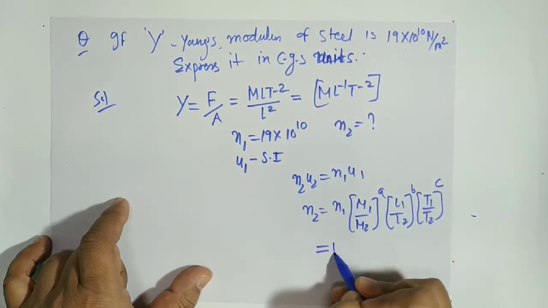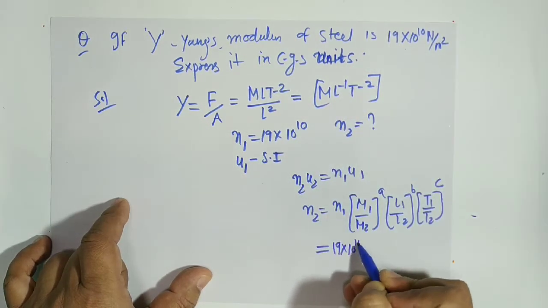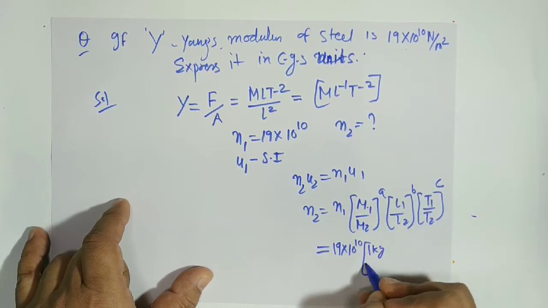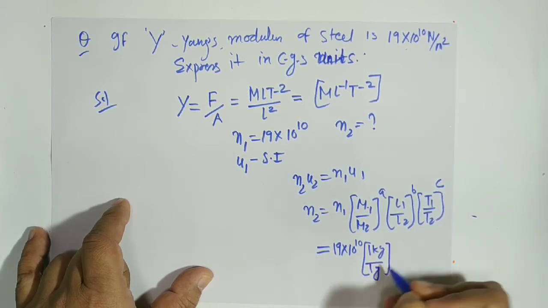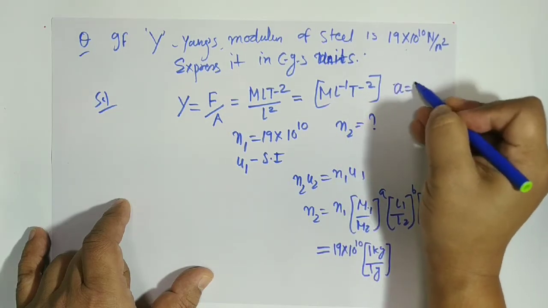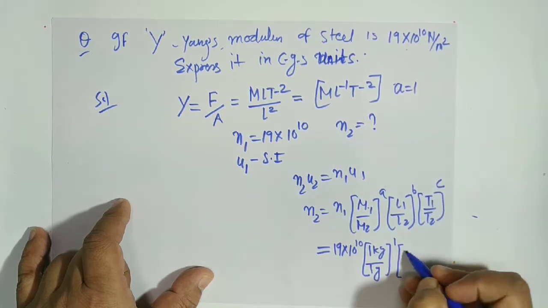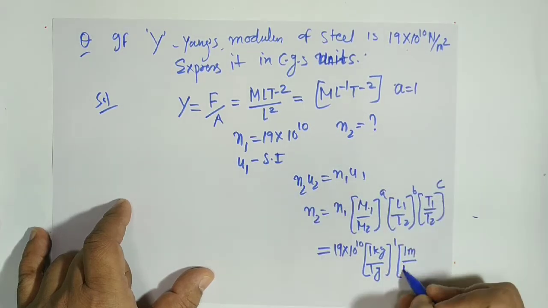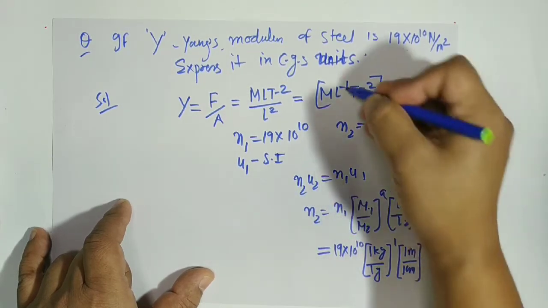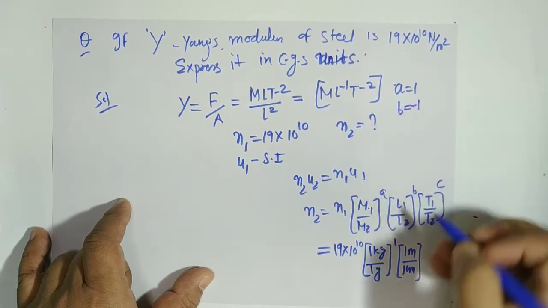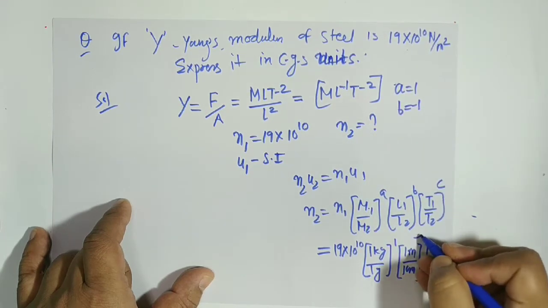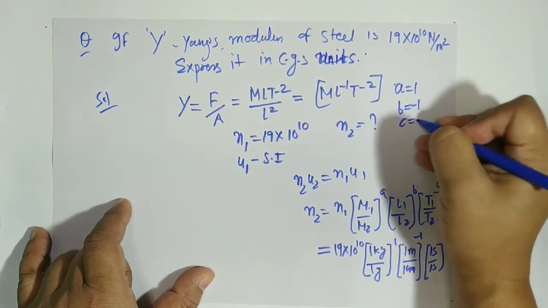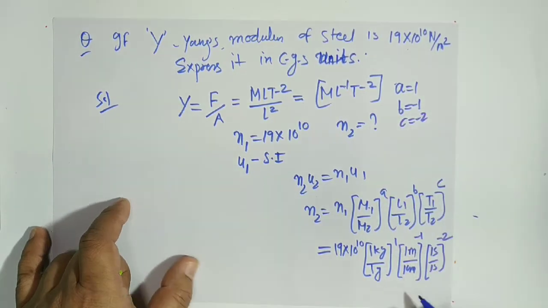Now what is N1? N1 is given 19 into 10 to the power 10. What will be mass? 1 kg. What will be M2? 1 gram. What is A here? 1. What is L1? 1 meter. What is L2? 1 centimeter. What is B given here? Minus 1. What is time? 1 second. What is C given here? Minus 2. So got it?